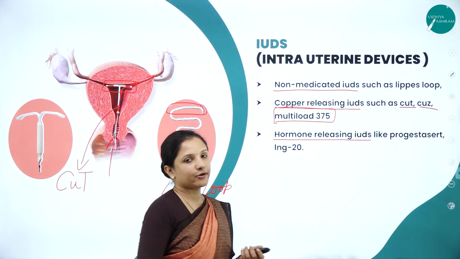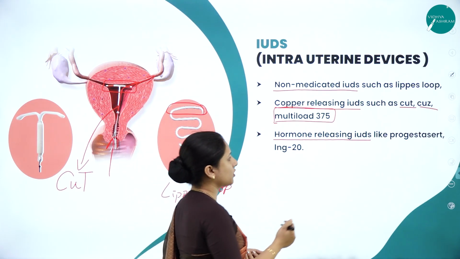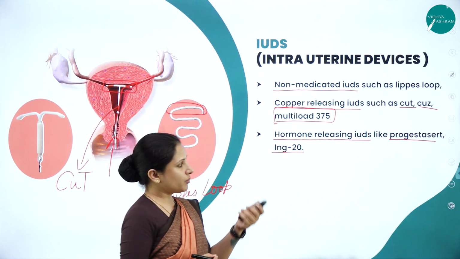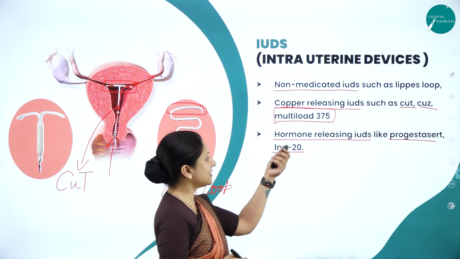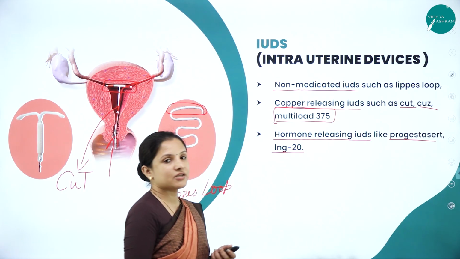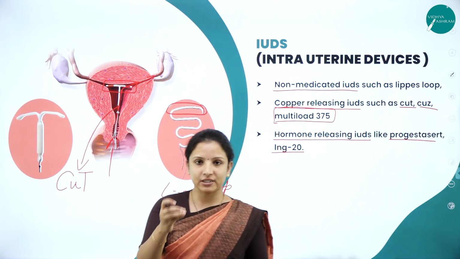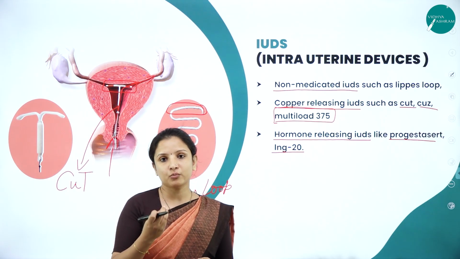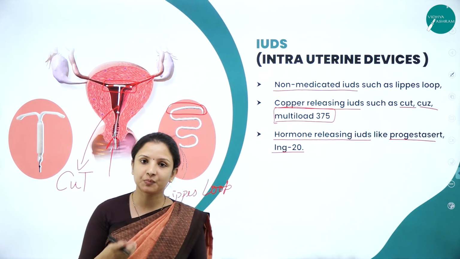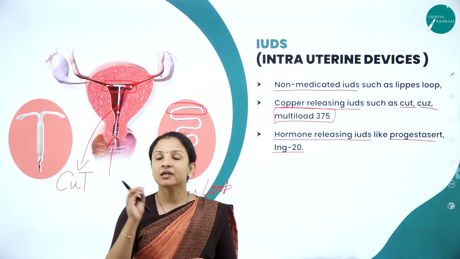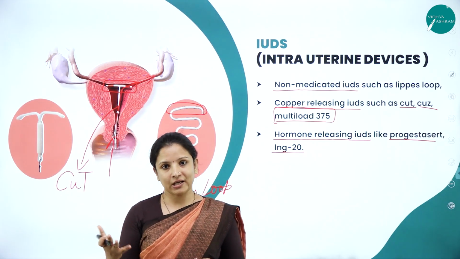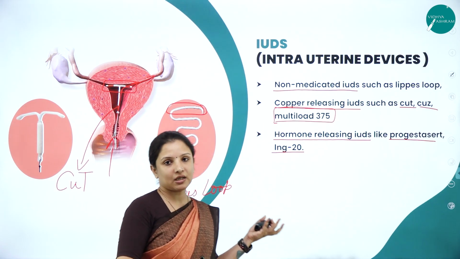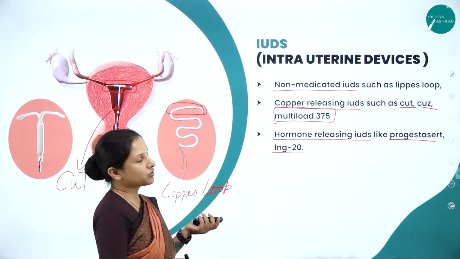Next are hormone-releasing IUDs. The name itself says they release hormones. What hormones? They release progestogen and one more, LNG-20. Hormone-releasing IUDs like Progestasert and LNG-20 are being used. These are also inserted into the female reproductive tract, where they start releasing hormones which will kill the sperms or make the sperms inactive, so that inactive sperms cannot swim towards the ova or the egg, because if sperms are inactive, they cannot swim. That is how pregnancy can be prevented, by preventing fertilization. So these are the intrauterine devices.